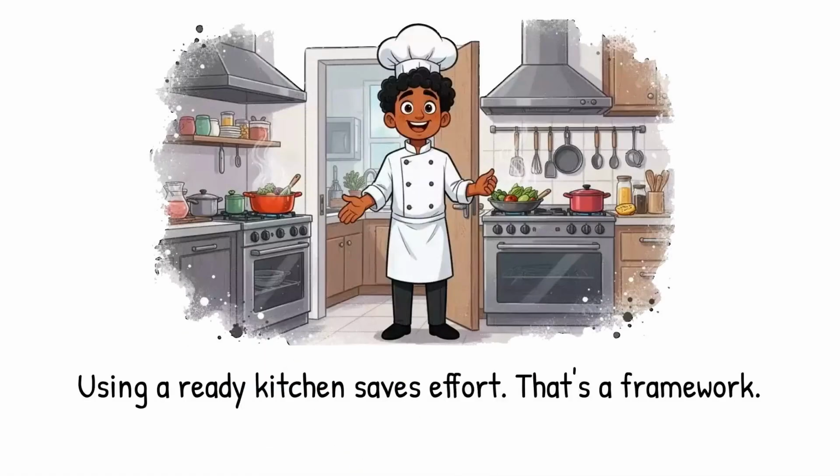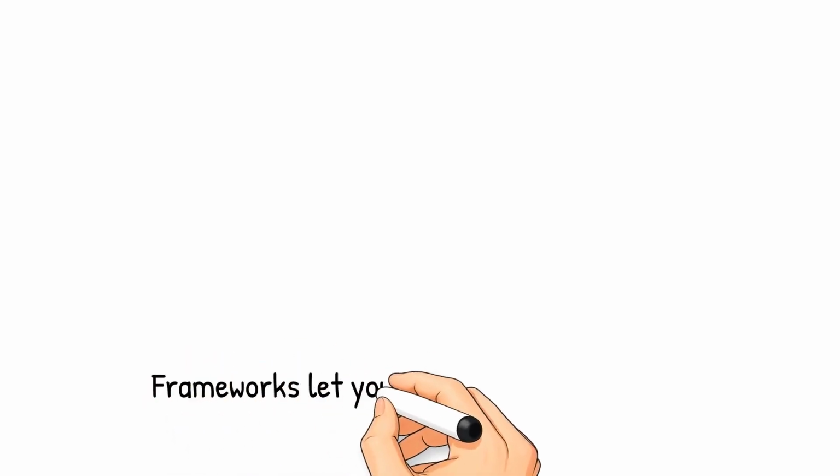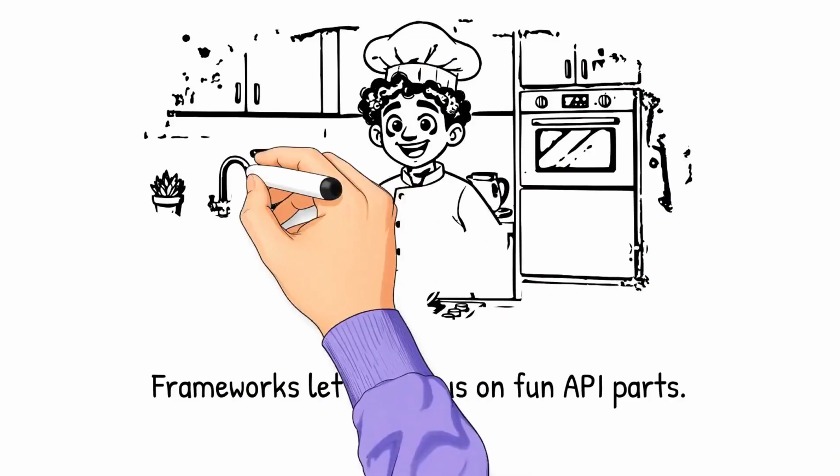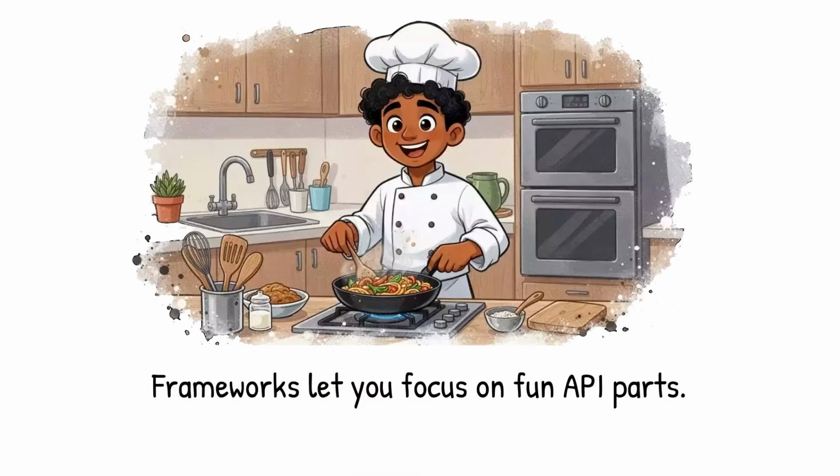That ready-made kitchen is a framework. A framework is a collection of pre-written code that handles all the hard, boring plumbing of an API for you. Things like listening for incoming requests, understanding them, and packaging up responses. It does the heavy lifting, so you only write the small, fun part. What your API should actually say when someone asks.